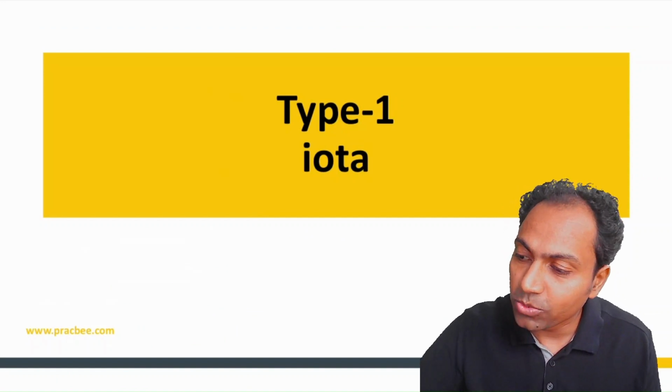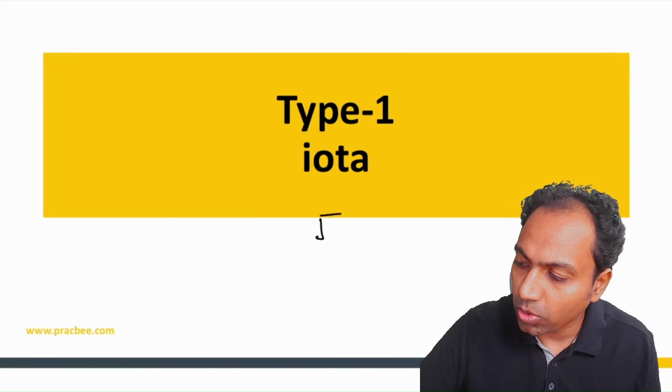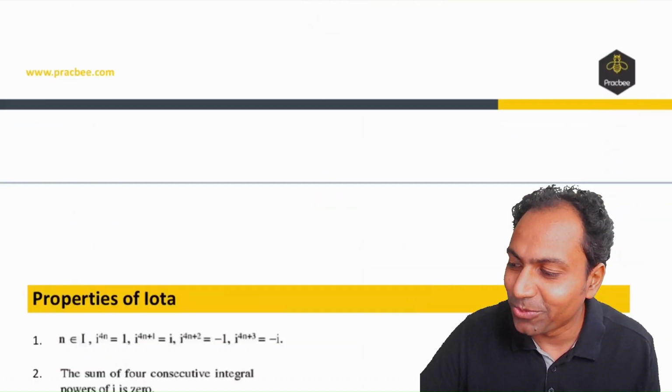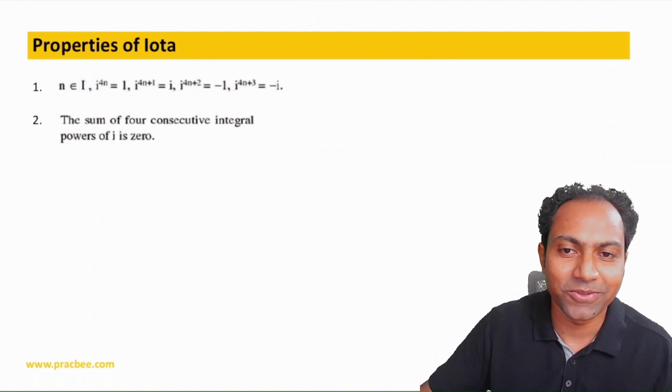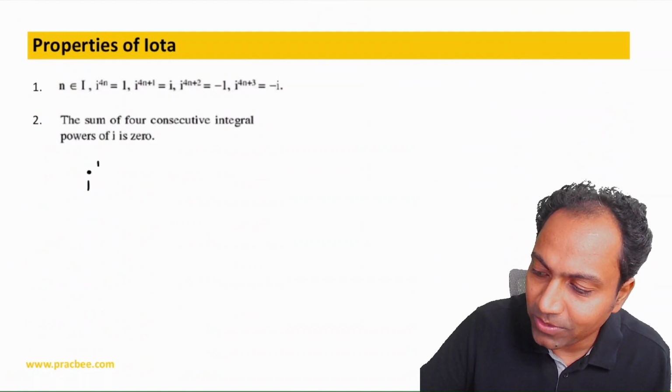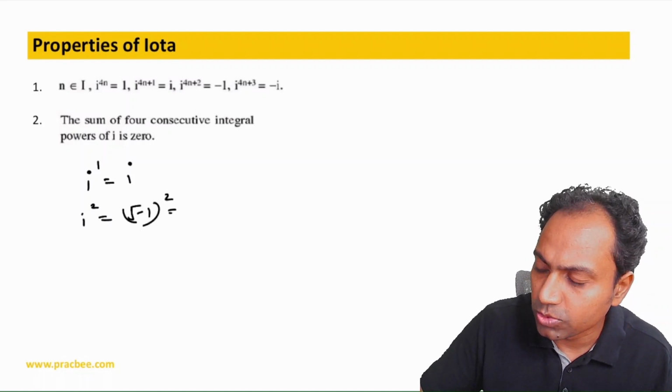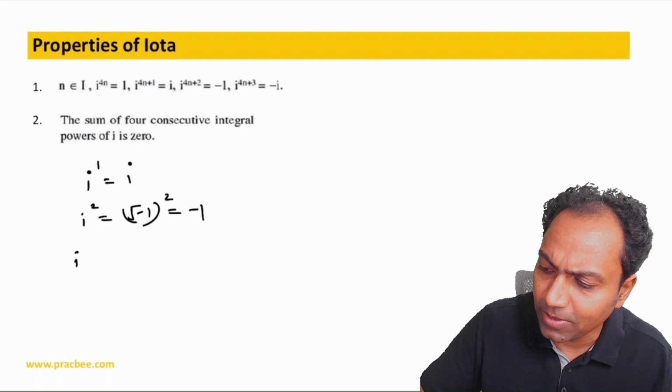Now we all know that iota is nothing but root of -1. But this alone will not help you solve the problem. So there are 2 small properties that you need to know. The first one is if I take iota raised to the power 1, it remains iota. But if I do iota square, then it becomes root of -1 whole square, nothing but -1. And again, if I multiply by one more iota, it becomes -i.